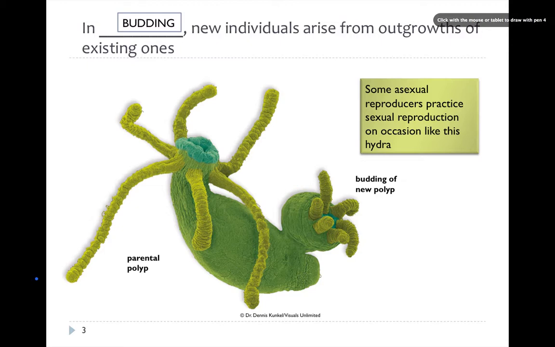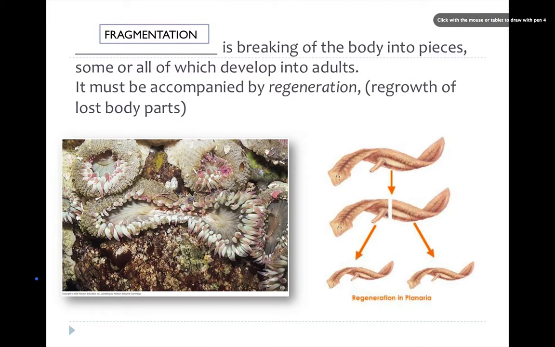So with budding in very simple animals, a piece starts to grow off the original and it can release. Possibly water will take this to its new home, and from there it will carry on its own life and maybe bud itself. Fragmentation is the breaking of the body into pieces, some or all of which develop into adults.